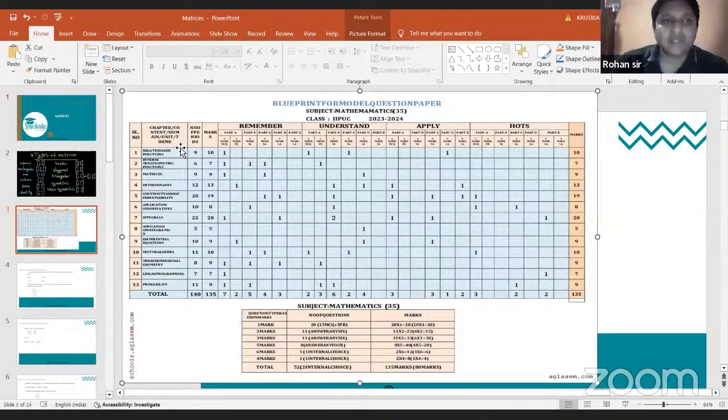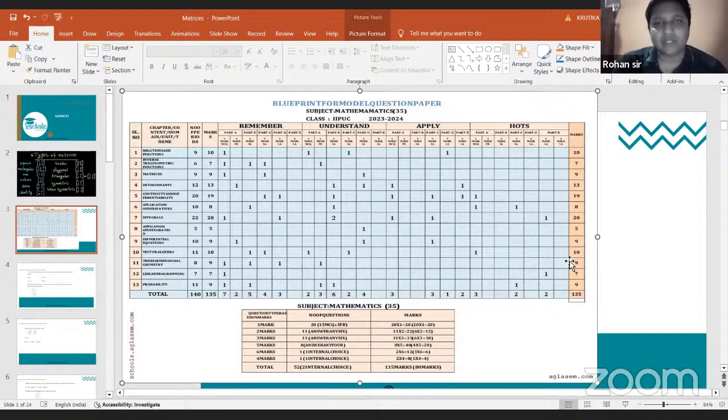So relation and function. See, the first topic over here is relation and function. It is fetching you 10 marks. Then inverse trigonometry, it is fetching you 7 marks. Matrices 9 marks. And determinants 13. Continuity and differentiability, it is fetching you 19 marks. Application of derivatives 8 marks. Integrals 20 marks. Application of integrals 5 marks, and differential equations 9 marks.